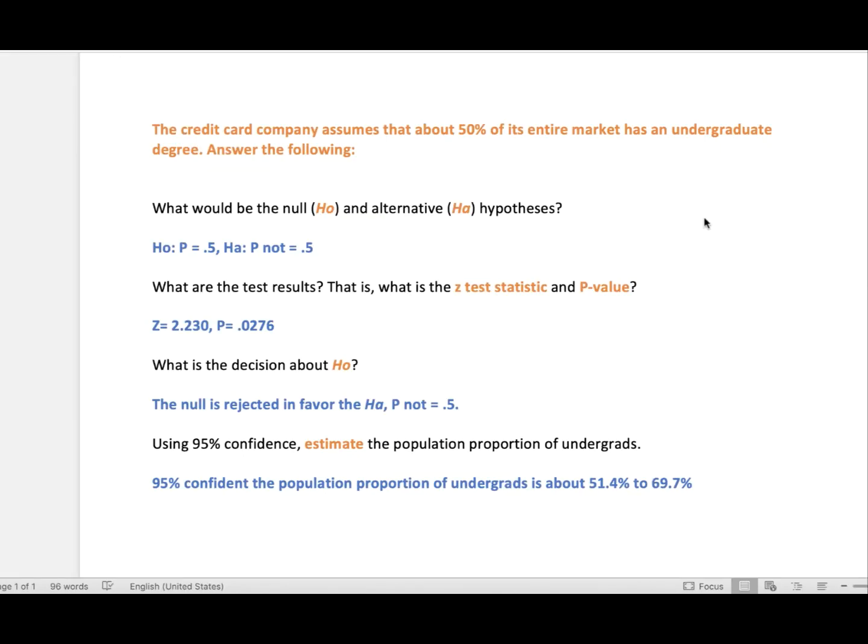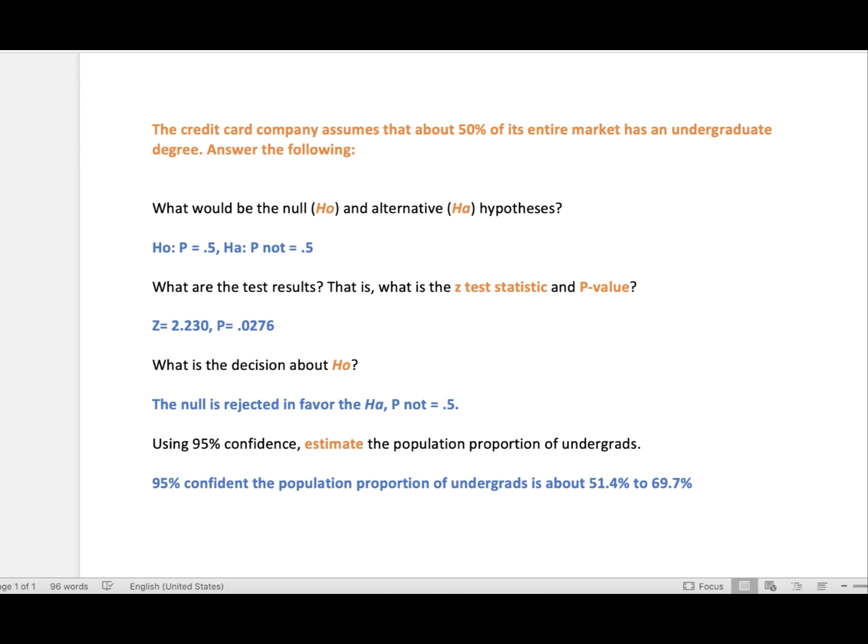Let's try another z-test for the population proportion. The credit card company currently assumes that about 50% of its entire market has an undergraduate degree. Answer the following. First, what would be the correct null and alternative hypotheses? Well, if the company currently assumes 50%, we're going to make that our null hypothesis. If we can reject that, we would conclude in favor of the alternative, or not equal to 50%.